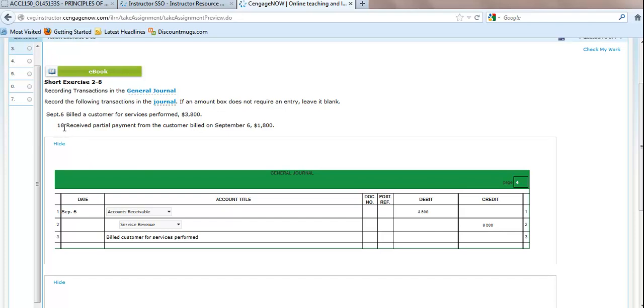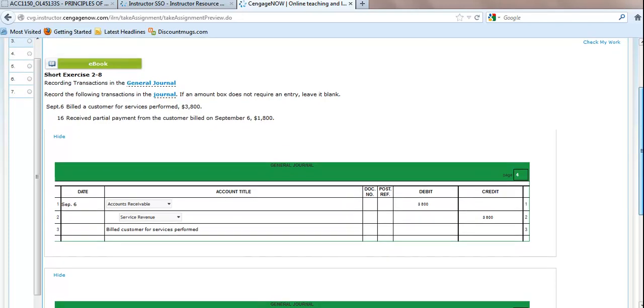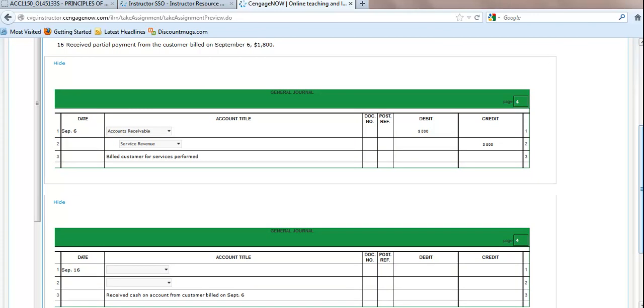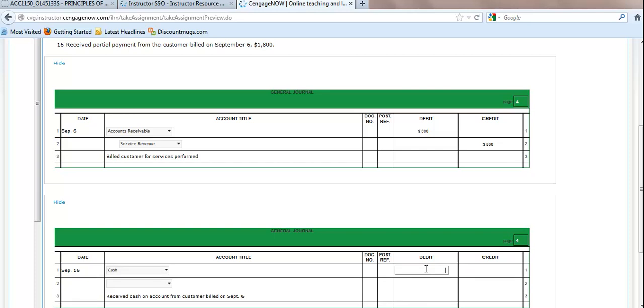Now we're going to scroll down and we're going to record this next transaction. We received partial payment from the customer billed on the 6th. So this person that we sent a bill to has given us part of what they owe us. Okay? So in this transaction, I received partial payment. That means I received cash. So I'm going to increase cash with a debit in the amount that they gave me, which was $1,800.